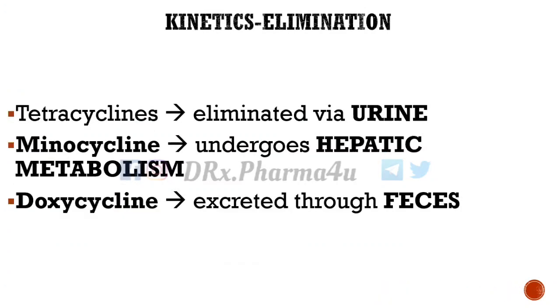If you look at the elimination, tetracyclines are eliminated via urine, and that is why dosage adjustment in renal disease is very, very important. Minocycline and doxycycline are the exception; they are usually eliminated through feces.